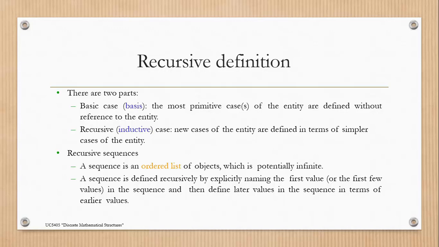A recursive sequence is an ordered list of objects which is potentially infinite. In a recursive sequence, we define the sequence recursively by explicitly naming the first value or some values in the sequence and then defining the later values in the sequence in terms of the earlier values.